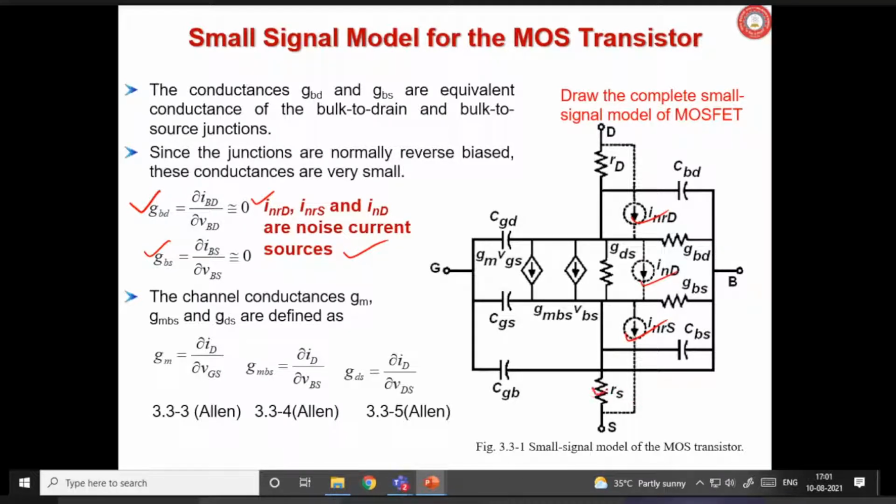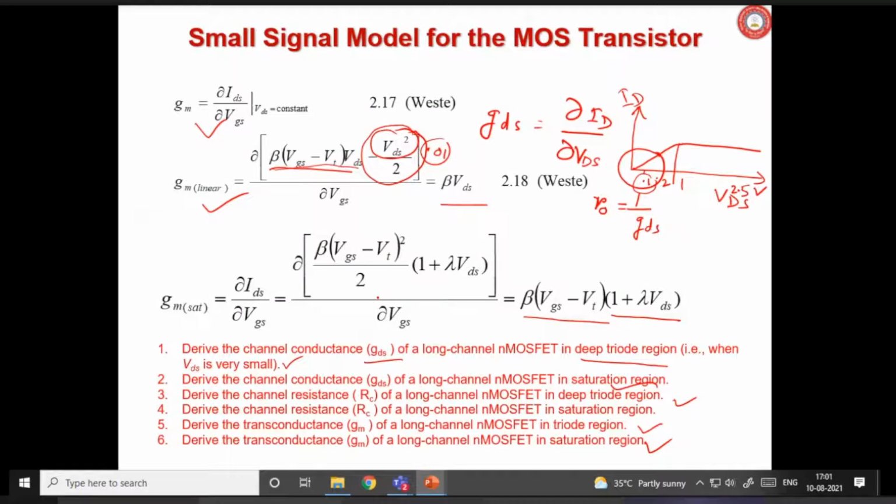If you consider the resistance of the drain and source region, the resistance will be very low because it is heavily doped. We write N plus or P plus for PMOSFETs. But channel resistance will be there because it is not heavily doped. Then g_m we have defined, g_mb we have defined, g_ds is delta I_D by delta V_DS. This was not defined, I think. And r_o is 1 upon g_ds. Remember that.